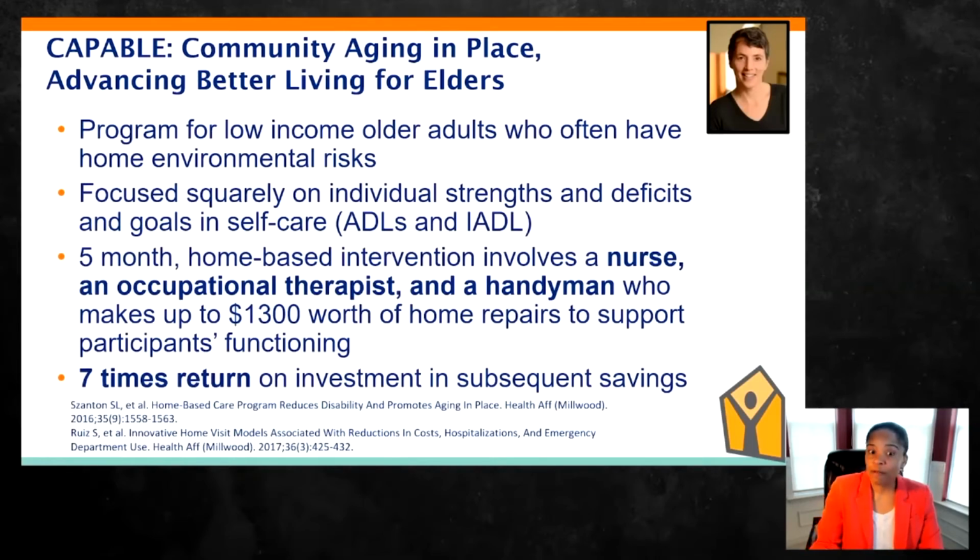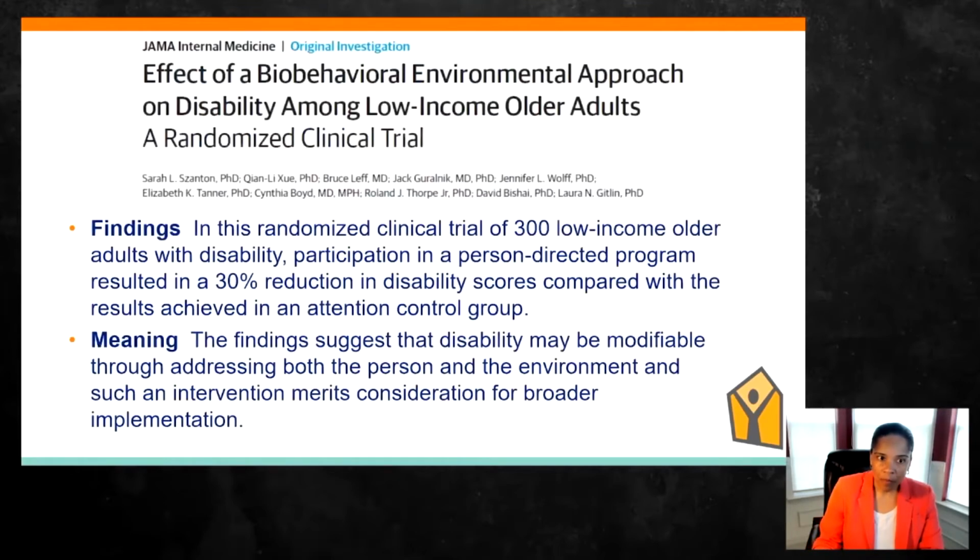What has been found is that this approach, in addition to improving the functioning of the individuals who participated, has actually been estimated to lead to cost savings in terms of Medicare cost for those individuals who are participants of such a program. And this is the publication from a couple years ago that really highlighted that this was effective at improving disability in this population, again, this low-income older adult population.